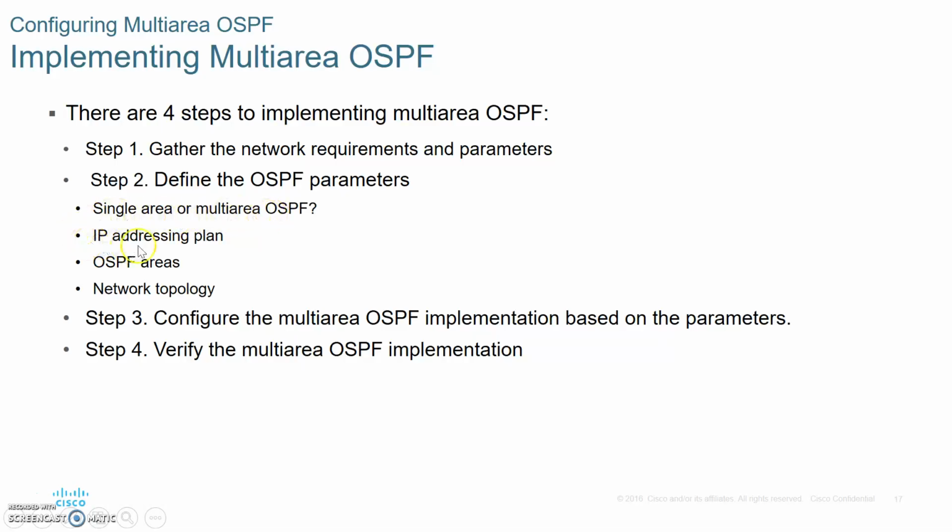Come up with your IP addressing plan. If you are running multi-area OSPF, define which network is in which area, and then draw out your network topology. Once you have your OSPF parameters, you can start to configure your multi-area OSPF implementation based on your parameters, and then you verify if your multi-area OSPF is working or not. So in this module, we will just jump straight to step 3 and step 4.